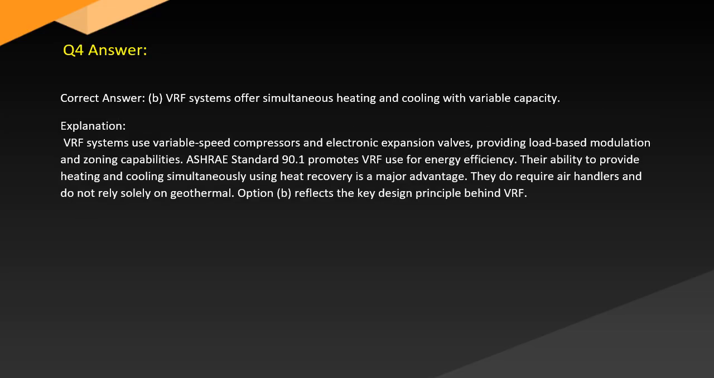Answer. Correct answer: B. VRF systems offer simultaneous heating and cooling with variable capacity. Explanation. VRF systems use variable speed compressors and electronic expansion valves, providing load-based modulation and zoning capabilities. ASHRAE Standard 90.1 promotes VRF use for energy efficiency. Their ability to provide heating and cooling simultaneously using heat recovery is a major advantage. They do require air handlers and do not rely solely on geothermal. Option B reflects the key design principle in VRF.